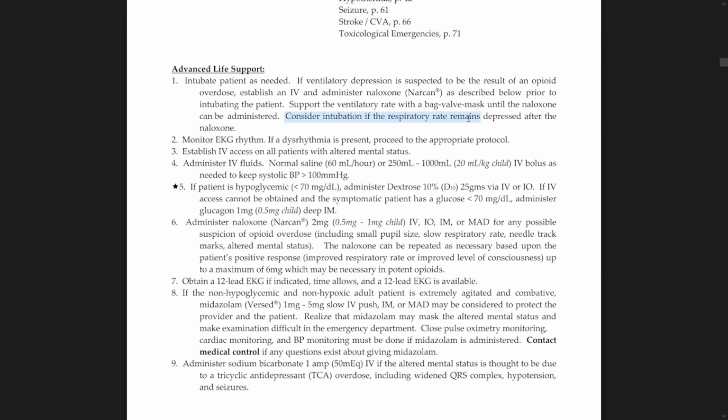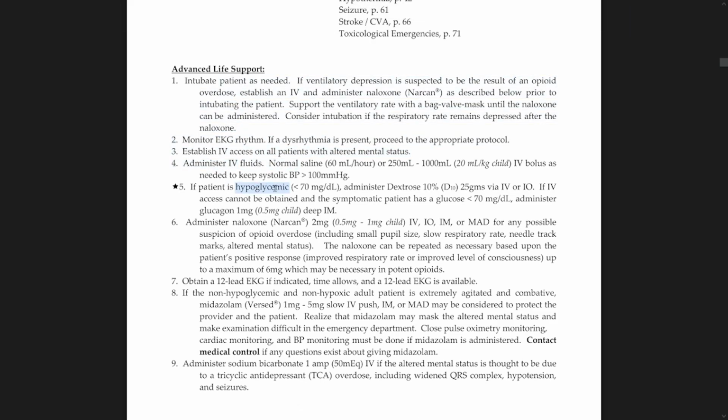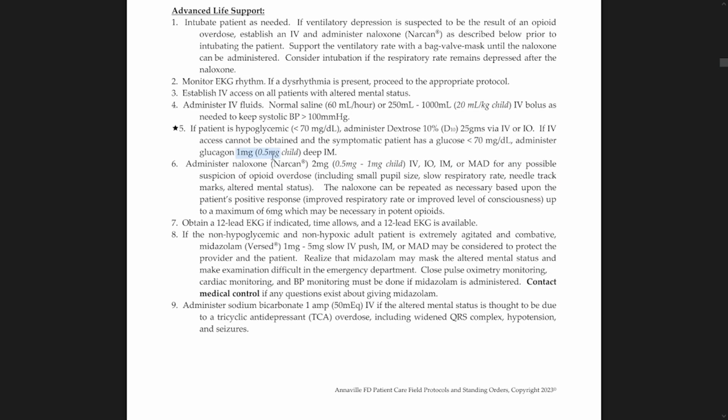Consider intubation if the respiratory rate remains depressed after administration of naloxone. Monitor their EKG rhythm. If they have a dysrhythmia, treat it accordingly. Establish an IV with the patient who has an altered mental status, and administer IV fluids if they're hypotensive. If they're hypoglycemic, you can also consider dextrose or D10 if they can't take oral glucose. You can also consider glucagon 1 milligram, or 0.5 milligrams if it's a child, intramuscularly.